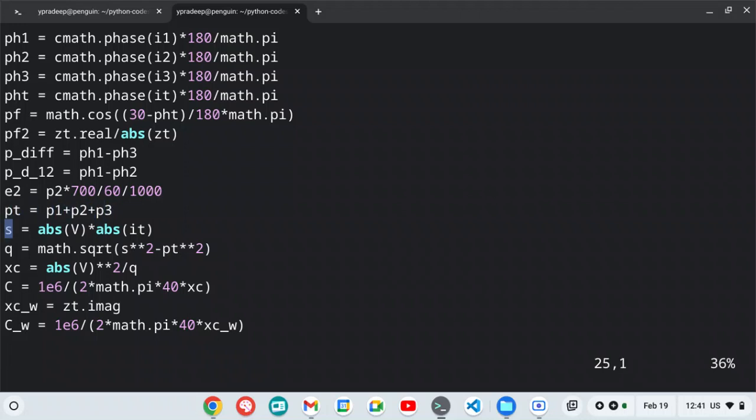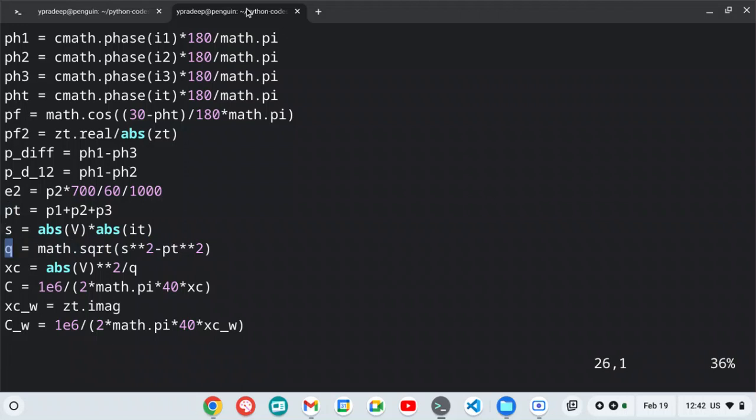And what is the S? S is absolute value of voltage multiplied by absolute value of the total current. That will give me the total S. So now I know total S and total active power, so I can find the reactive power Q. How can I find it? Square root of S square minus PT square. So from this I know Q. Okay, so P, S and Q.